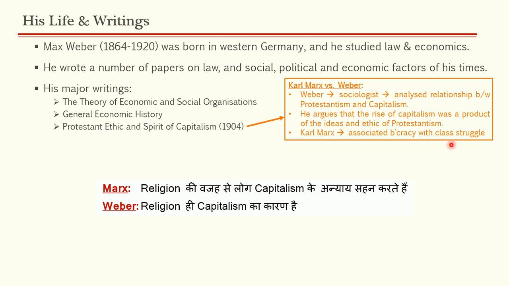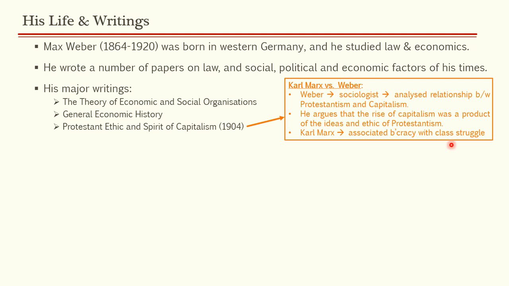But Weber said differently. He said that people did not tolerate capitalism due to religion. They only became capitalists as a result of their religion. So I hope you understand the main difference between Karl Marx and Weber now. So in the exam, if you encounter a question which asks you to compare Karl Marx and Weber, I hope you will be able to write the answer now.